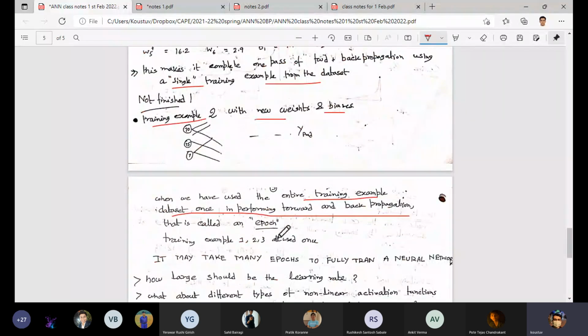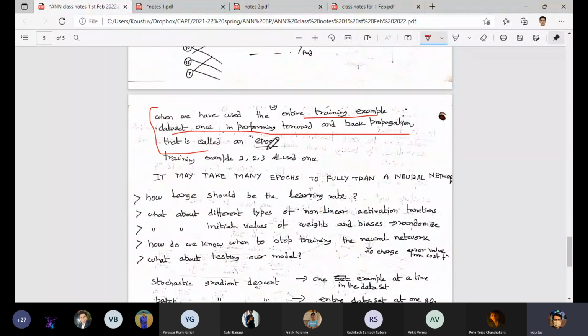So one time use of the complete training data set is called an epoch. This is the terminology you will find in neural network modeling: if we have used the training examples 1, 2, 3 to update the weight and bias once, that is called an epoch. Now the next line you read is very important: it may take many epochs to fully train a neural network.